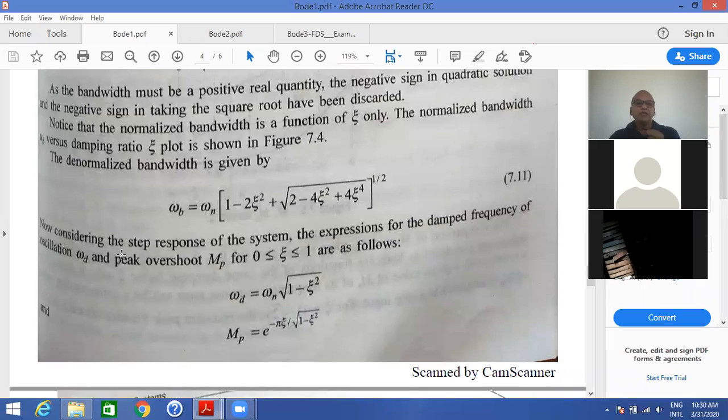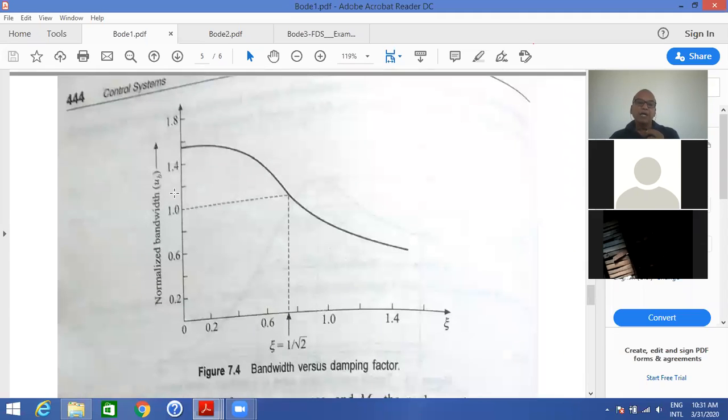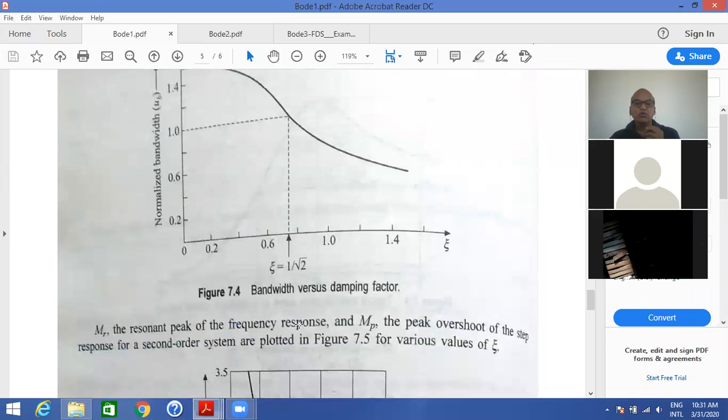Here, if you consider the step response of the system, the expression for the damped frequency already said, ωd equal to ωn into under root 1 minus zeta square. Mp equal to e raised to minus pi zeta upon under root 1 minus zeta square. This equation was already derived in unit number 3, that is time response analysis. Then here, this normalized bandwidth is equal to or greater than 1 upon root 2.